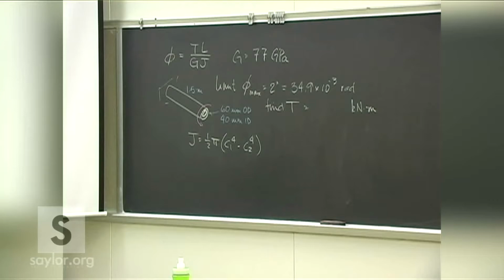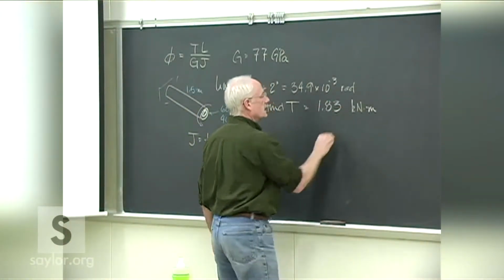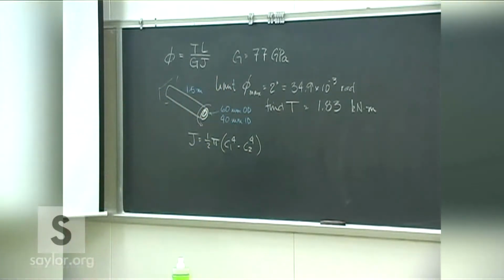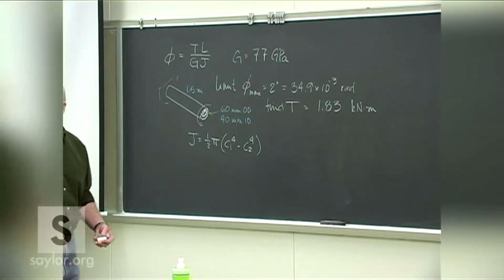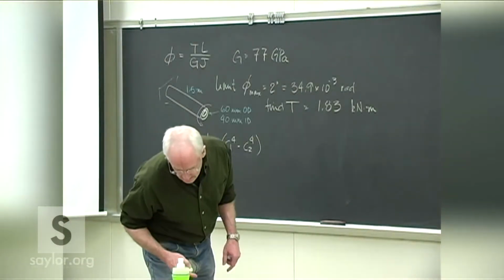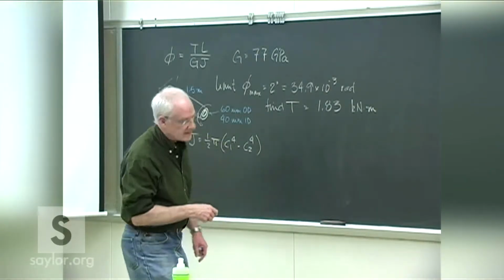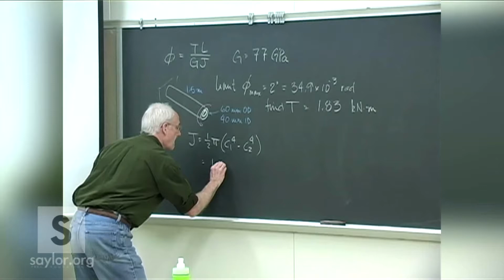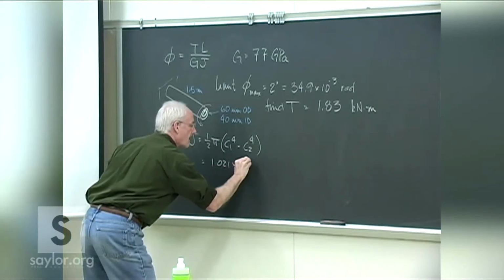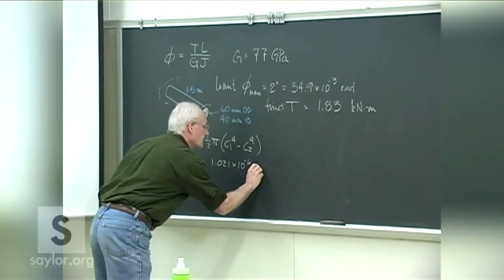Okay, I think most everybody's getting it now. Something like 1.83 kilonewton meters. Units should work out. Be careful on these. What's the J? What's the actual value for that? I don't know if I have it separate. Yeah, I do: 1.02 times 10 to the minus 6, and that's meters to the fourth.